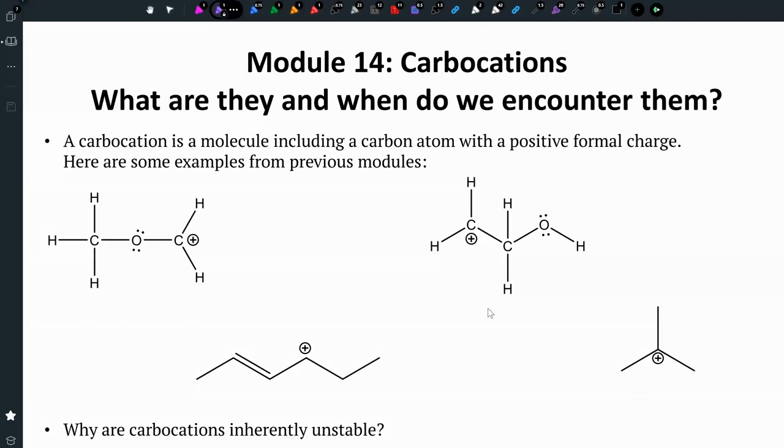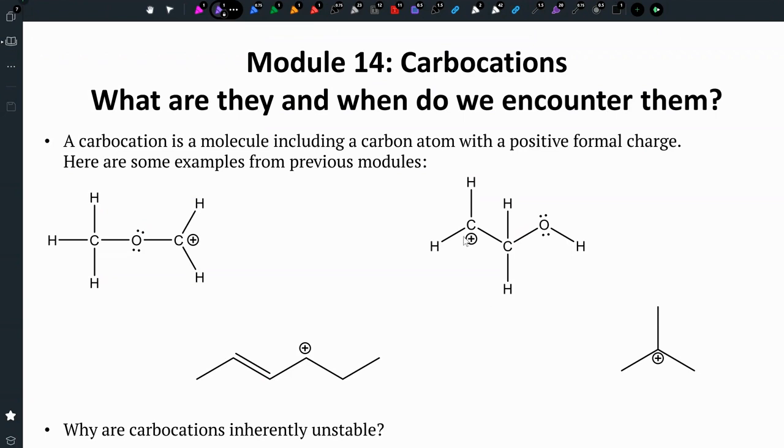Okay, Module 14 is all about carbocations. You've seen carbocations before. They've shown up in earlier modules. And up to now, we haven't really explained why these weird things exist because we've really said that one of our most important rules for structures and whether or not they're stable is whether they follow the octet rule.